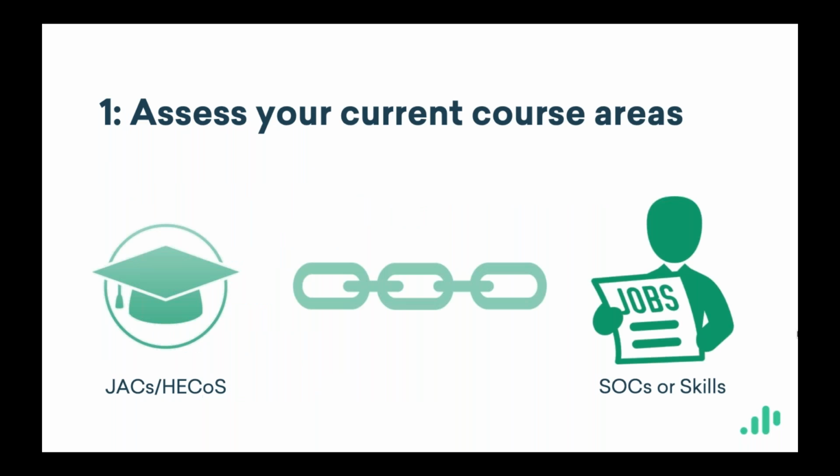So let's look at this first step: assessing the current course areas. As you'll know, academic programs are coded according to either JACS codes or HECoS codes, which is really helpful because they're grouped into areas that enable mapping. And it's the mapping process that will allow us then to intersect what you have as a portfolio with the labour market data. So what could we link to?